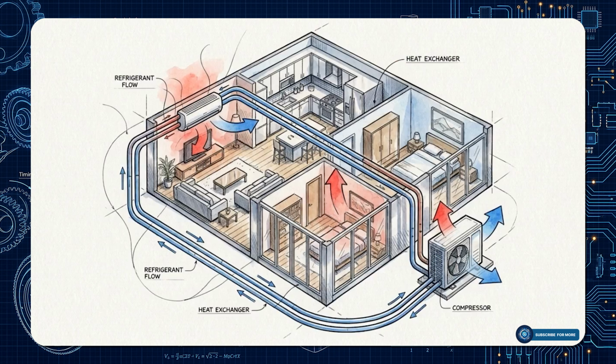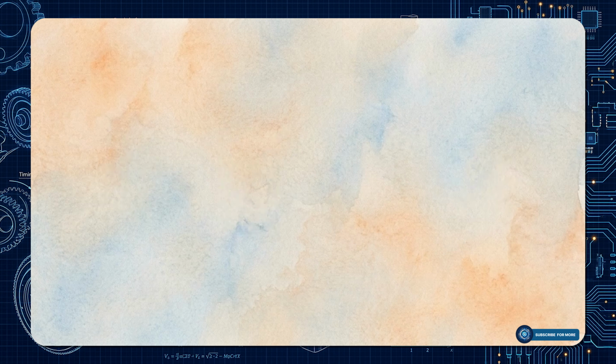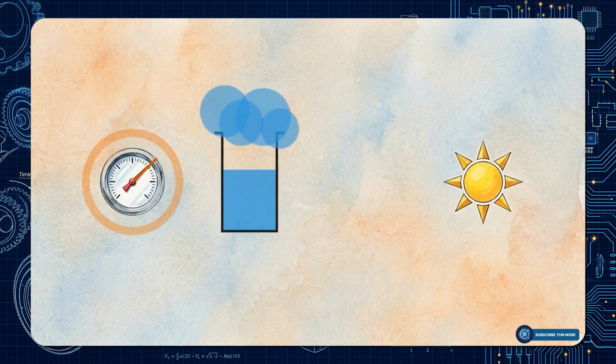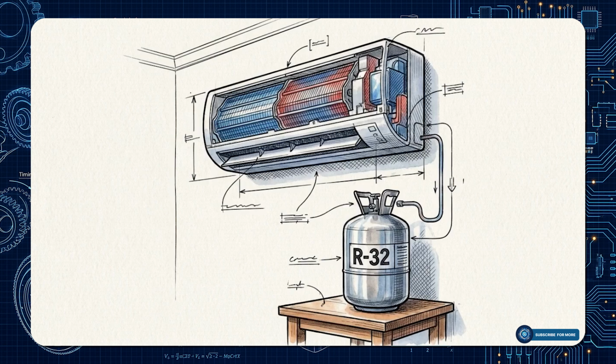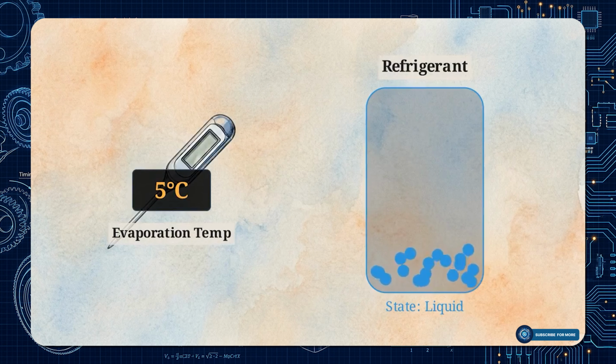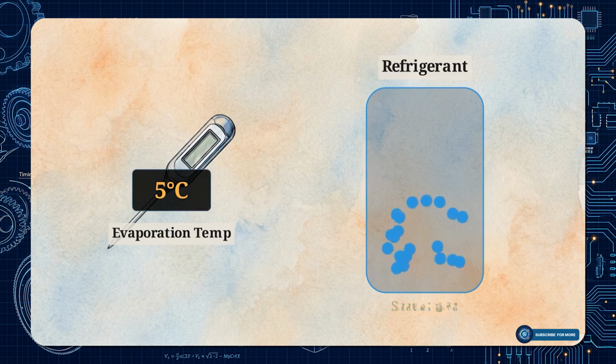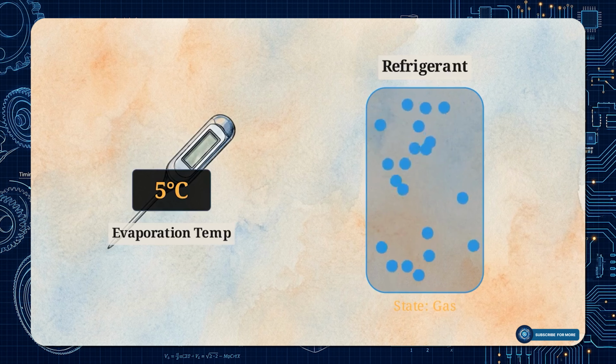Reversing the natural thermal flow requires a closed-loop mechanical architecture. The system uses pressure manipulation and phase change chemistry to transport heat toward the hotter outdoor environment. The system relies on a working fluid called a refrigerant, such as R32. This chemical is chosen for its ability to change between liquid and gas states at relatively low temperatures.